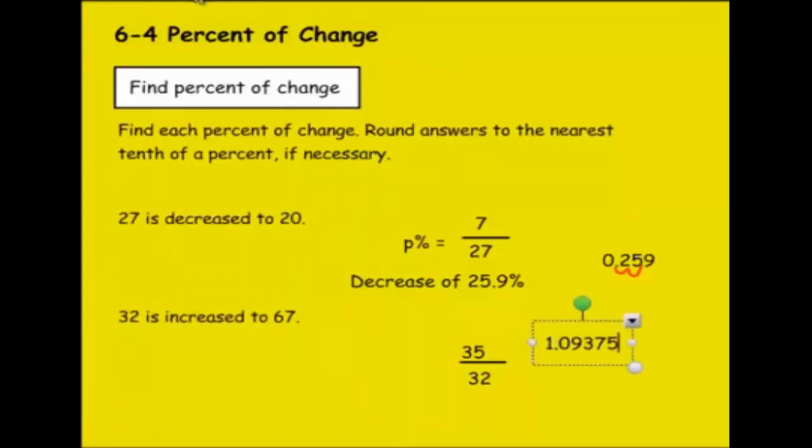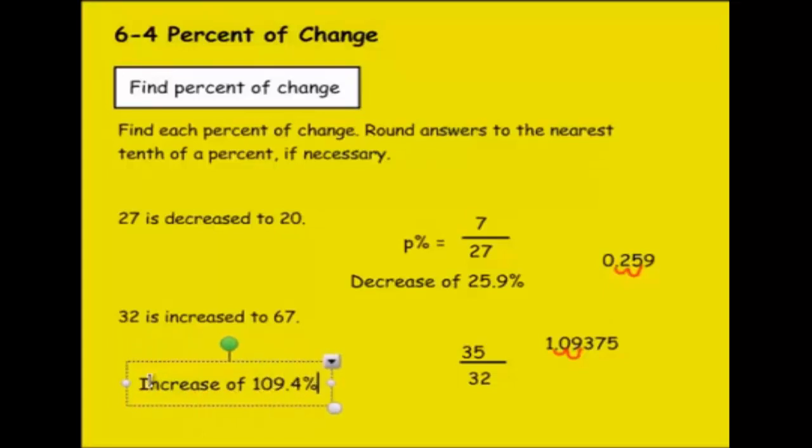So we write that in there, 1.09375. Remember, we have to turn this from a decimal into a percent. So move that over twice. And that gives us 109.375. Remember, it says round to the nearest tenth, so we'll do 109.4. So we would say it was an increase of 109.4%.